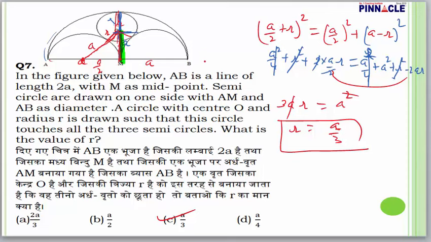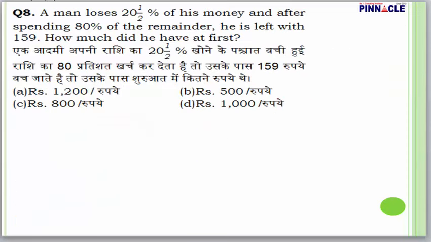Next question, question number 8. A man loses 20.5% of his money, and after spending 80% of the remainder, he is left with 159 rupees. How much did he have at first?